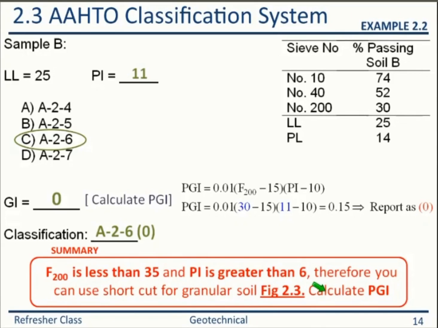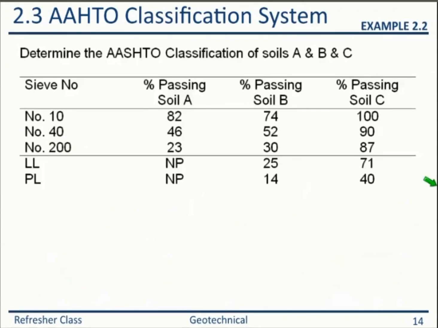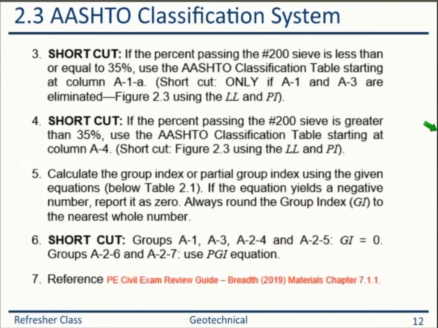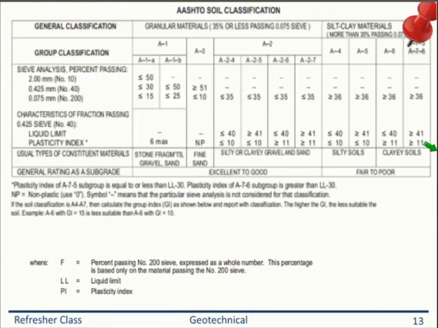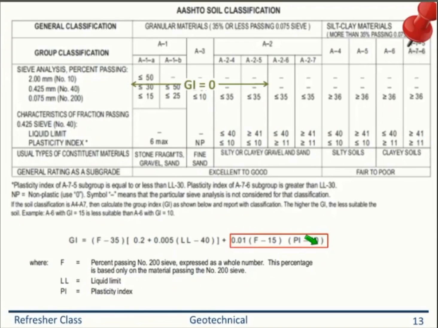Yes, Timothy, GI is different than PGI. 100% correct. So this is your GI, okay? This whole equation is GI, and this is your PGI. If you use only the second half, the second one, it is PGI. Okay?